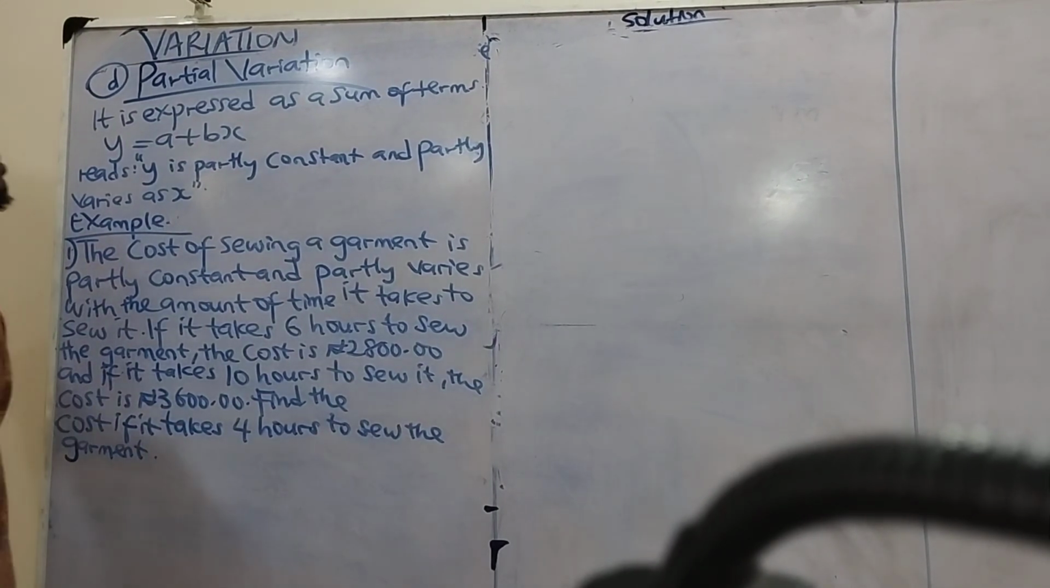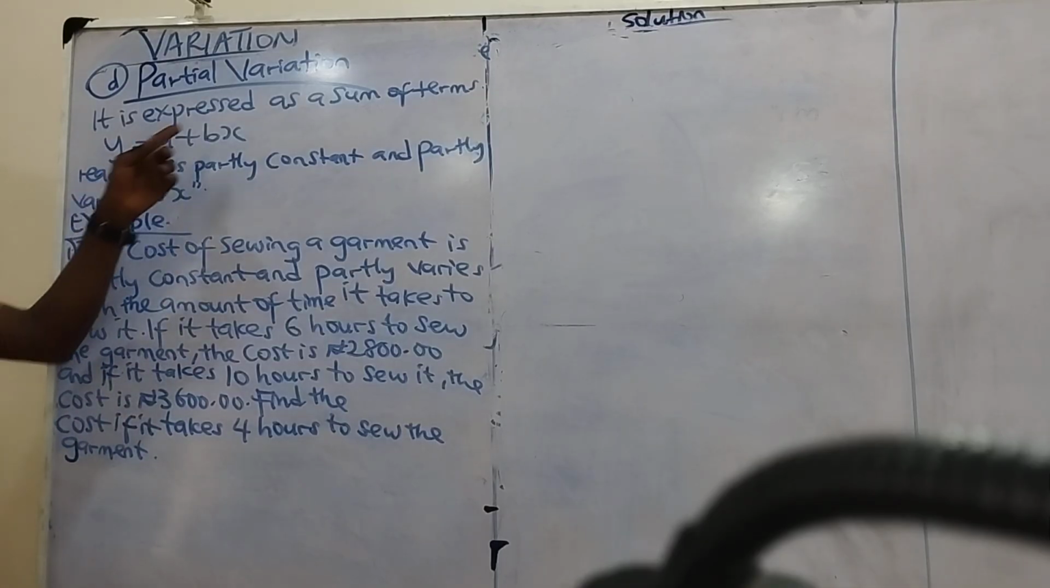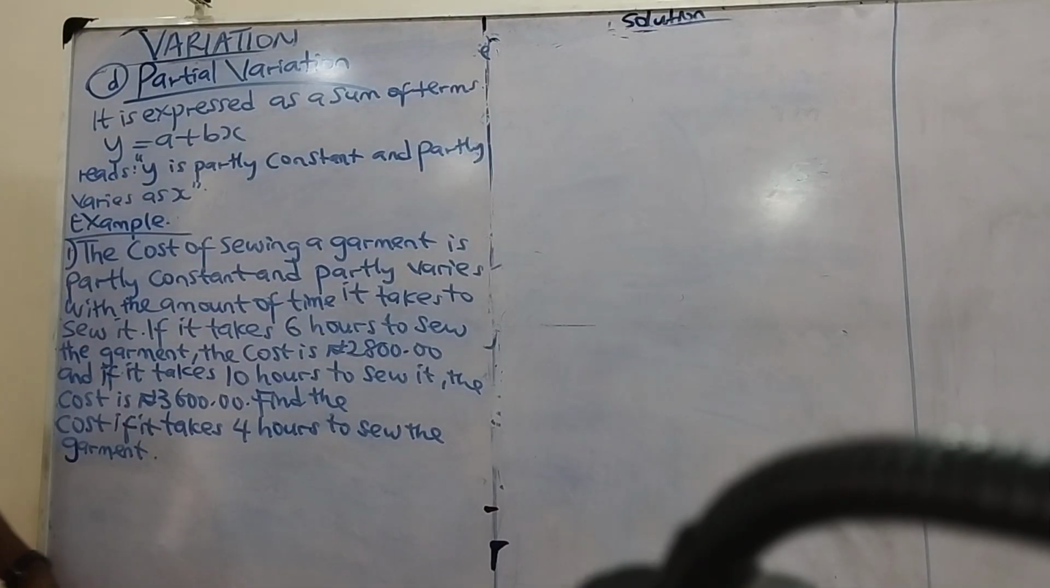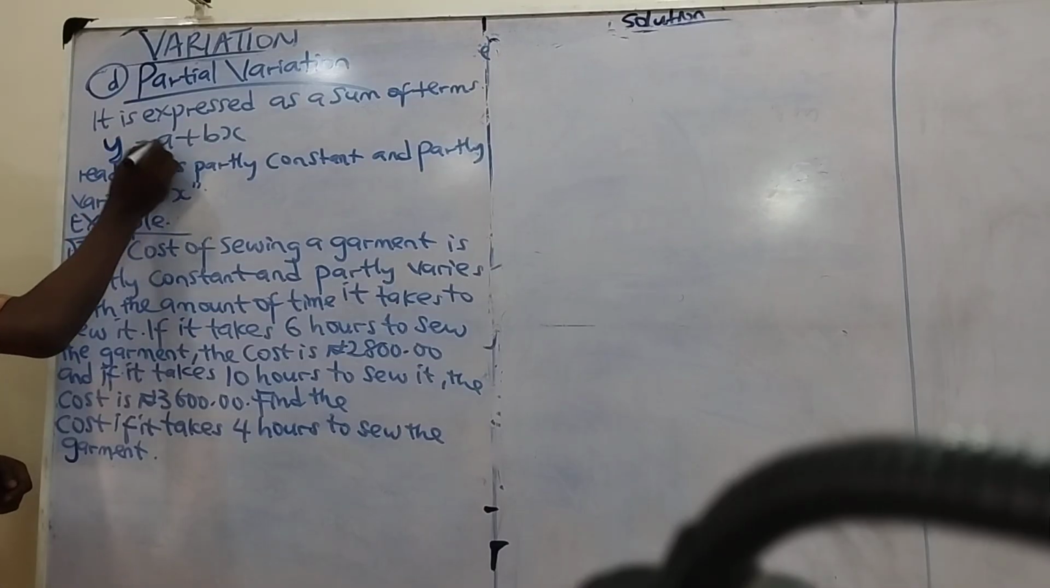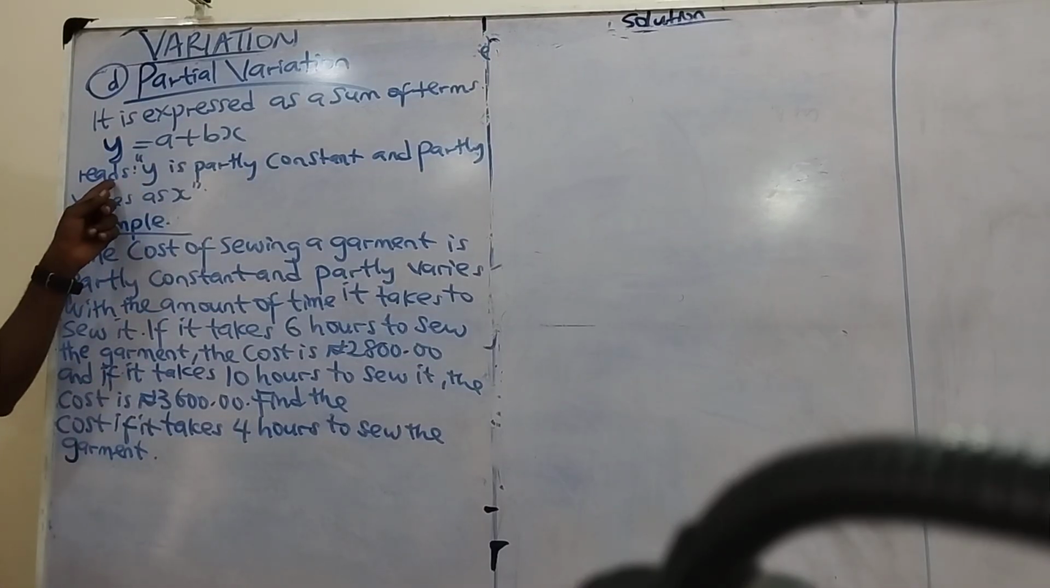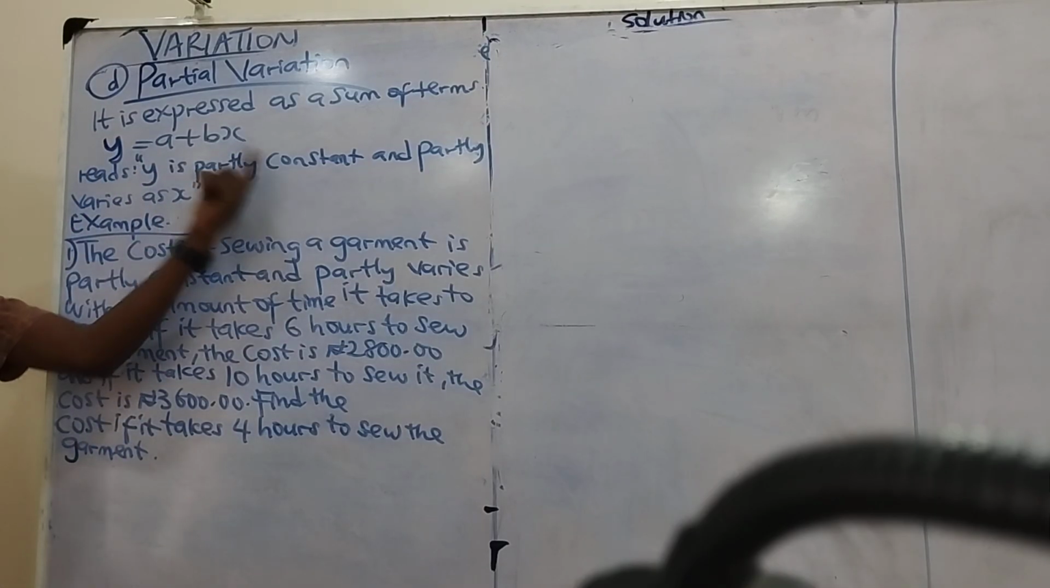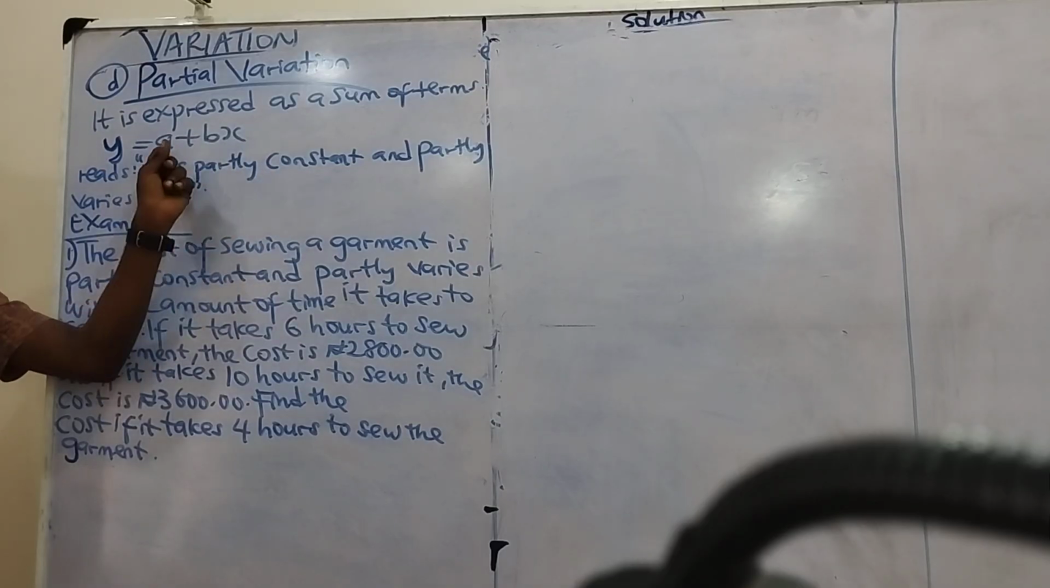Okay, we are treating the last part of this variation, which is partial variation. It is expressed as a sum of terms. So in this variation, we have two constants. The first one, for example, I gave you y is equal to a plus bx. It reads y is partially constant.